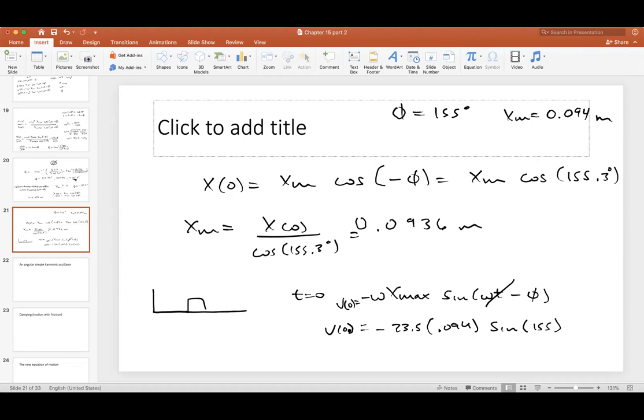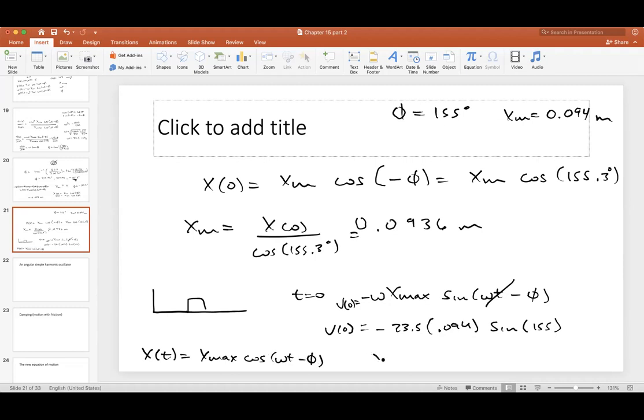Sine of 155.3, really, I guess. I get 0.92, which is exactly what we had with a negative sign. I get negative 0.92. So I maintain that the actual function here is x max cos of omega t minus phi.